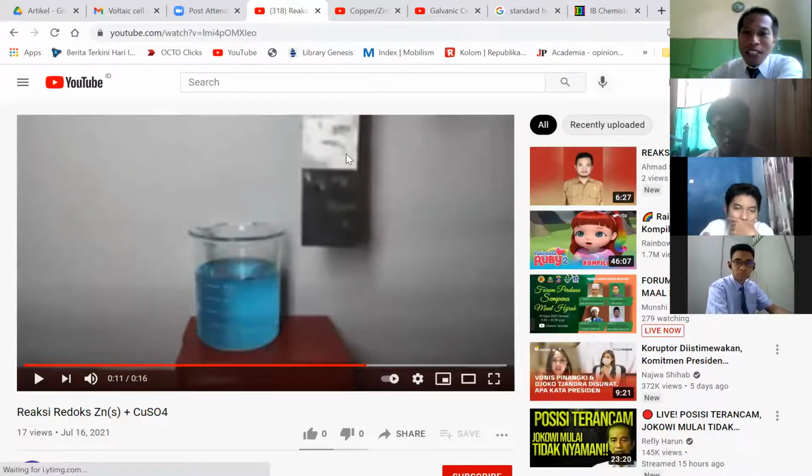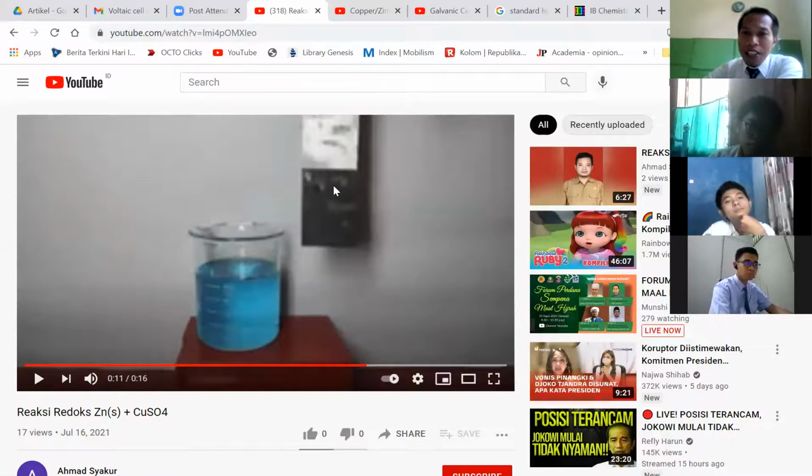Now the zinc is covered with this dark material here. And this dark material is actually the copper that accumulated from the solution. So it becomes solid copper here. Copper from solution becomes solid copper.